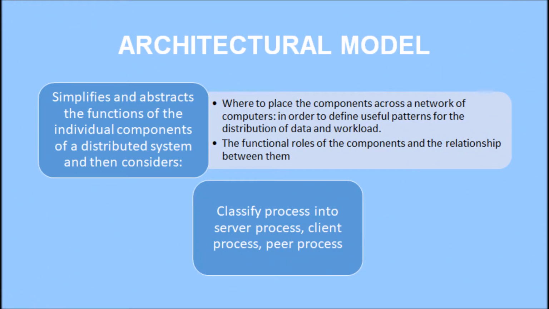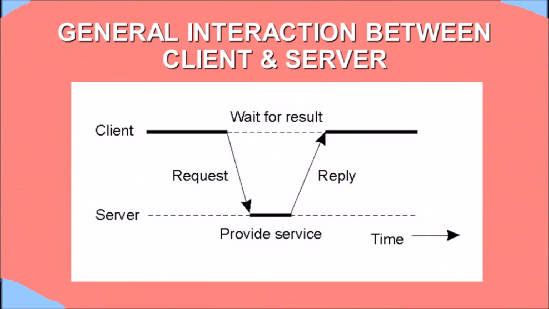The second one is the architectural model. It simplifies and abstracts the function of the individual components of a distributed system and then considers them. It classifies processes into server process, client process, and peer process. Here you can see the general interaction between client and server.